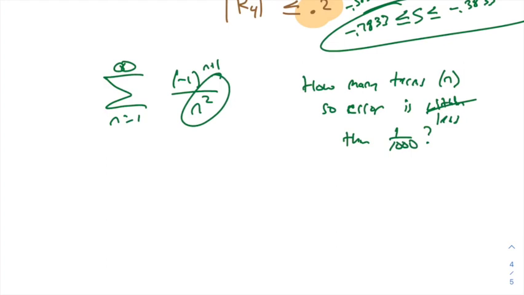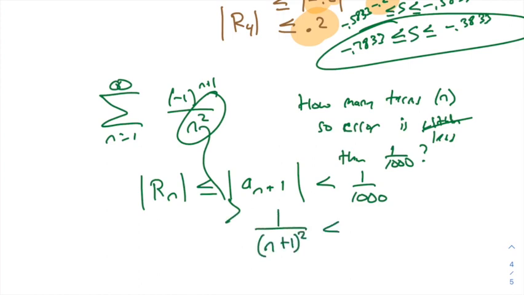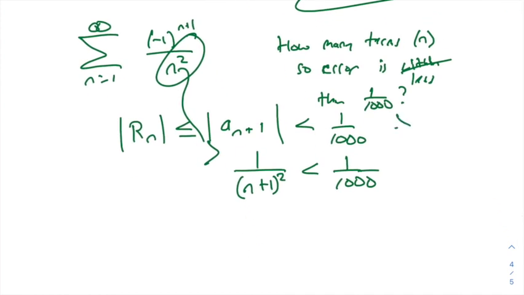So we're going to take the non-alternating part, because for the alternating part we take the absolute value, it doesn't matter. Remember, the absolute value of our remainder has to be less than or equal to the next term. So what that means is that we want it to be less than 1,000th. So the next term will be 1 over n plus 1 squared. We want to find out how many n's it takes for that to be less than 1,000th, or 0.001.